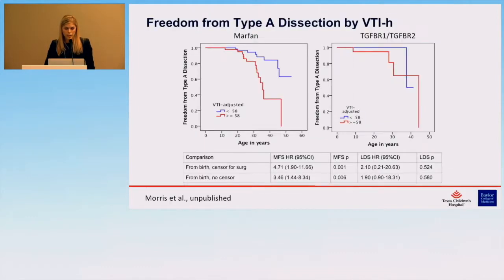We split this looking between both Marfan patients and TGFBR1 and TGFBR2. Now, we didn't have very many dissections in this population because these are children, so this was not significant, but you can see the pattern, this was strongly significant, and the pattern is mirrored in the Loeys-Dietz patients, suggesting that even among the group that we think is more severe, those with lower tortuosity are more protected.